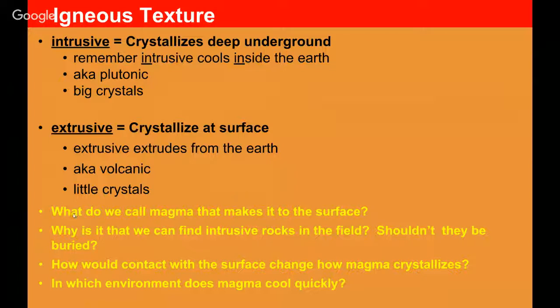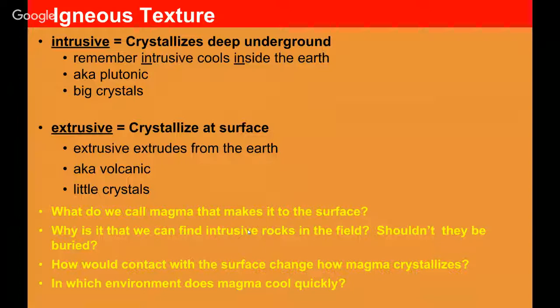In an earlier video, we talked about magma, and the magma that makes it to the Earth's surface we call lava. You start to ask yourself questions like, why do we find intrusive rocks in the field, at the Earth's surface, if they cooled below the Earth's surface? Shouldn't they be buried deep underground? We can attribute that to erosion, which we'll talk about in the sedimentary rocks, weathering and erosion section.